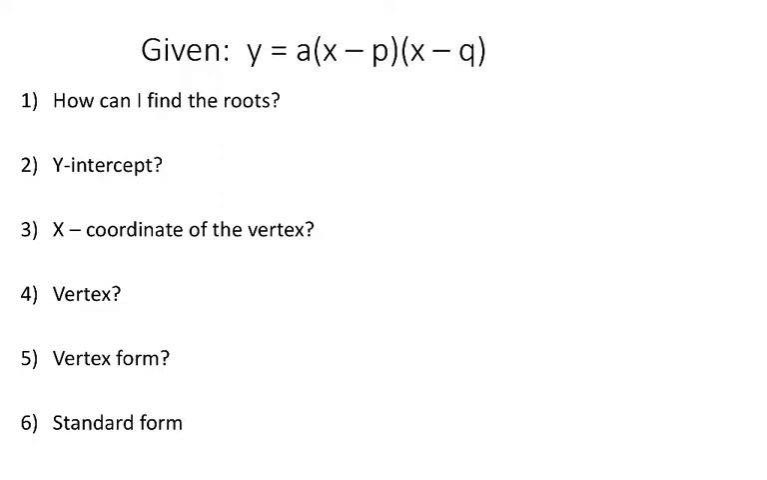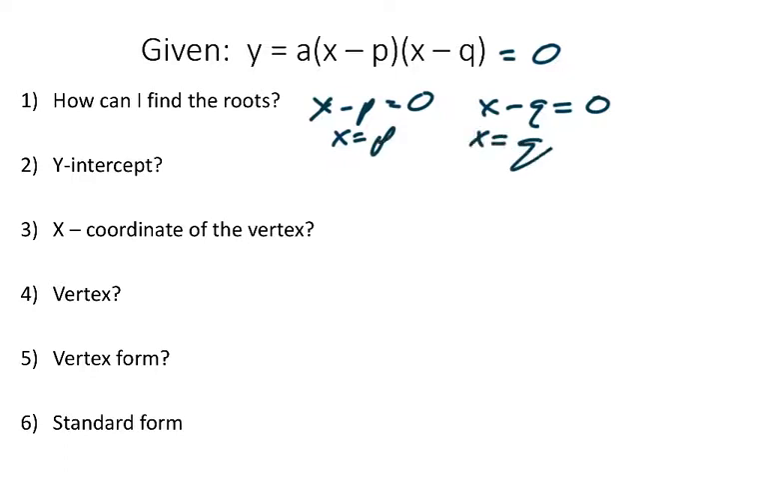So just looking at this, given factored form, and IB really loves giving factored form and then asking you to do things with it that are unusual. So finding the roots in factored form is, again, really, really simple. You just set it equal to 0, and then you use the zero product property so that x minus p equals 0, x minus q equals 0, and then x equals p and x equals q are the x-intercepts.